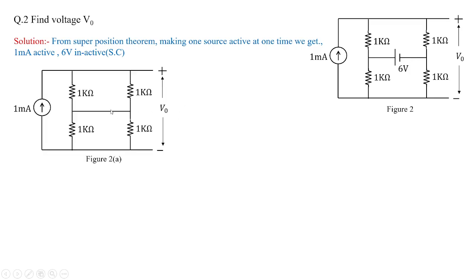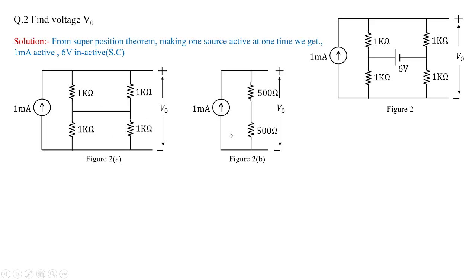So this is how the circuit looks like, meaning you have the voltage source short circuited. Now you see this 1K and 1K both are in parallel, and the denominator 1K and 1K both are in parallel. So this becomes 500 and 500, which is in series, shown in figure 2b.